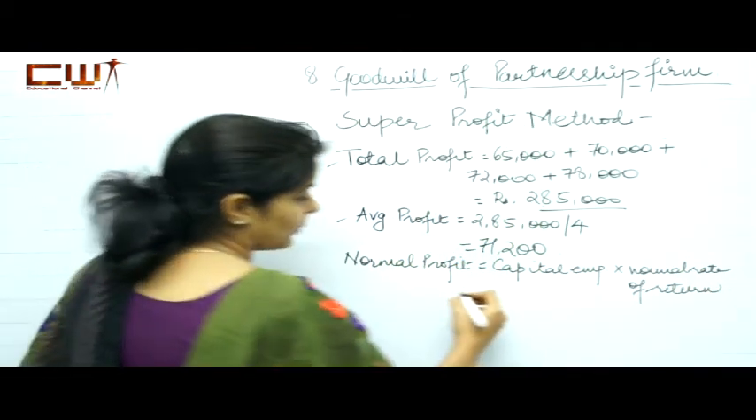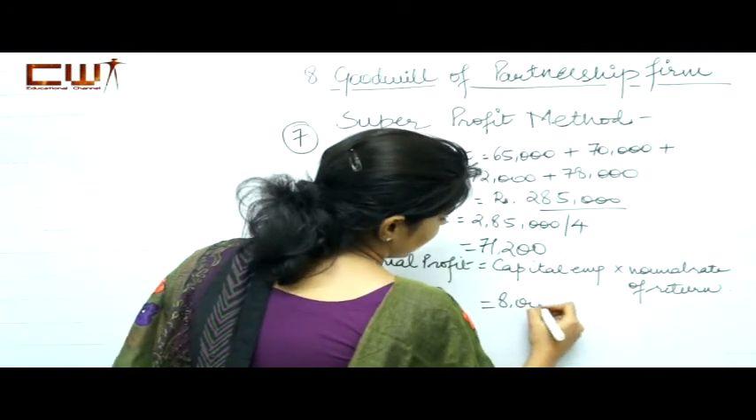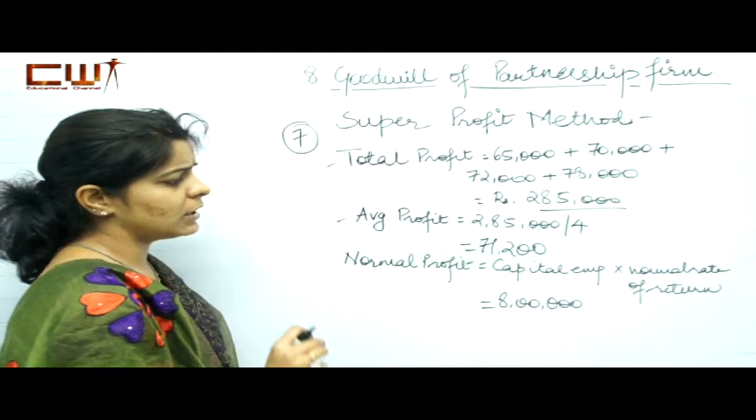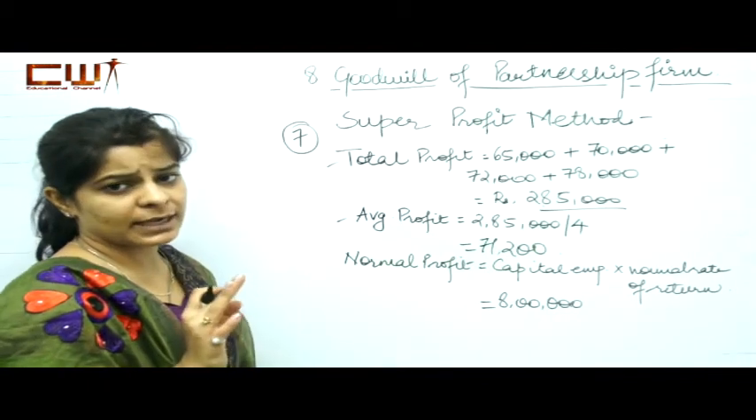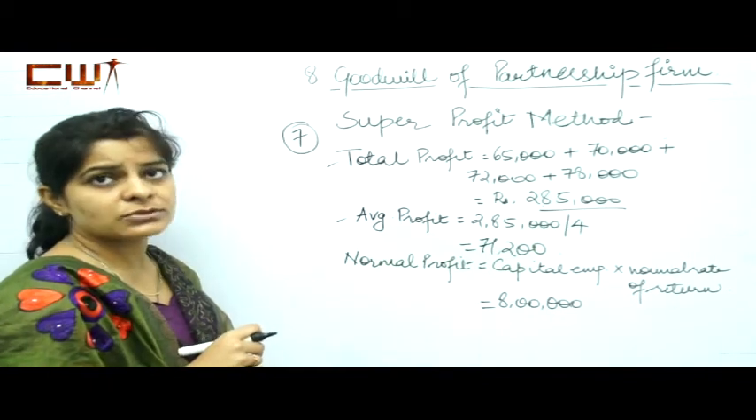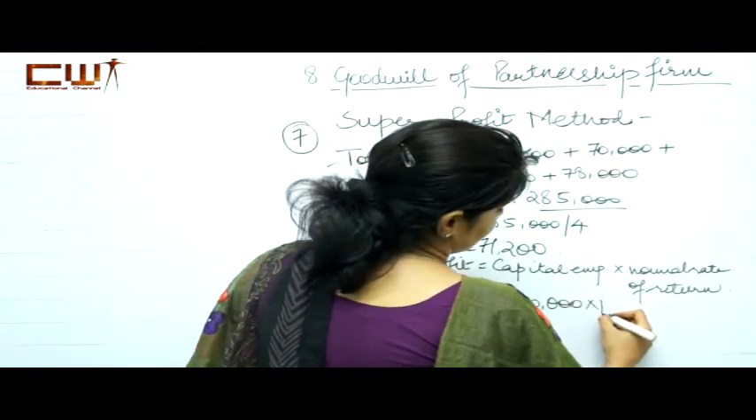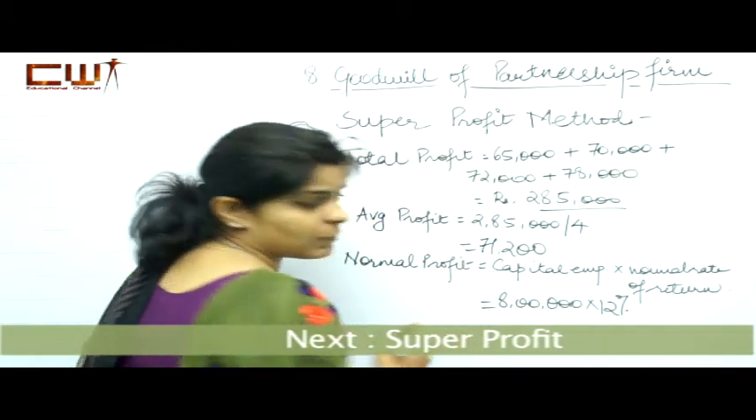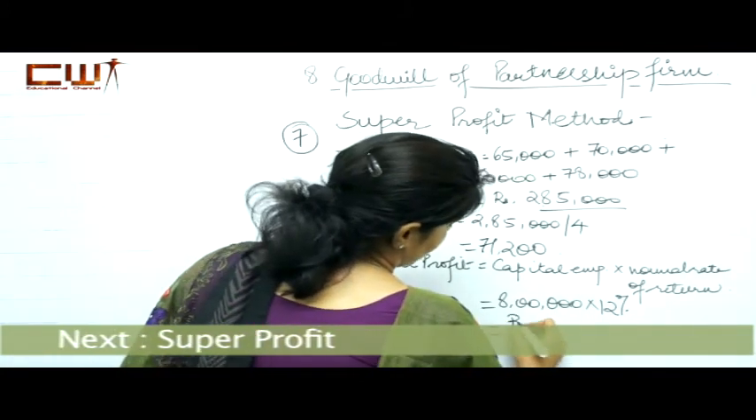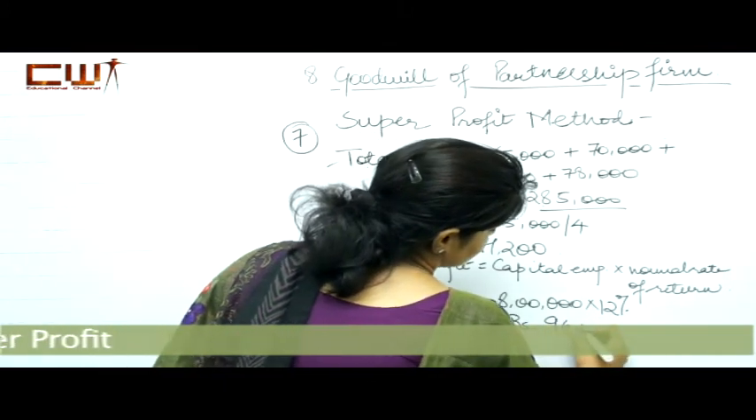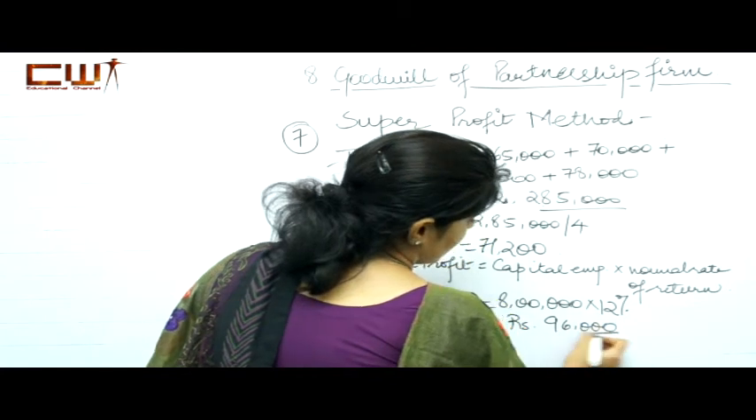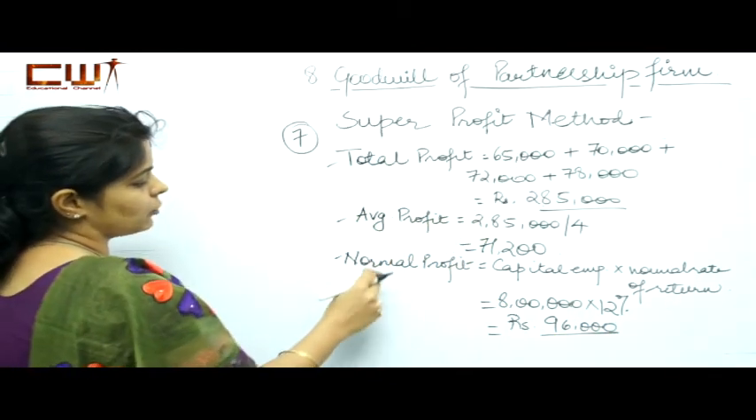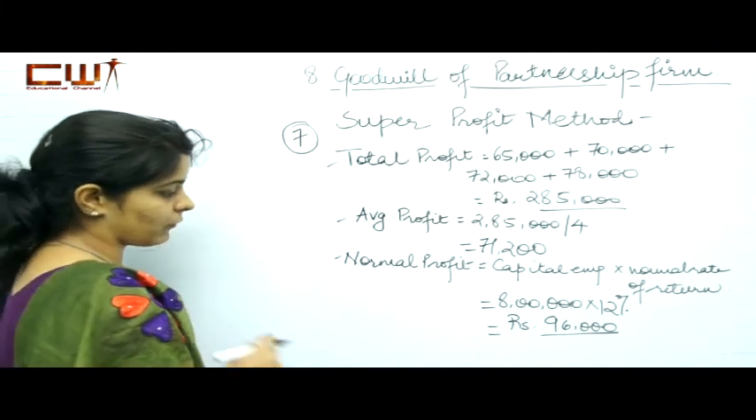What is the capital employed they have given in the question? They have given it directly. You don't have to find out. Very clearly they have written in the question that the capital employed is rupees 8 lakh. So you have written 8 lakh. What is normal rate of return? 12%. This is also given in the question, 12%. So 8 lakh into 12% will give you how much? Rupees 96,000. So this is the normal profit that you have got. Average profit also you have calculated, the normal profits also.